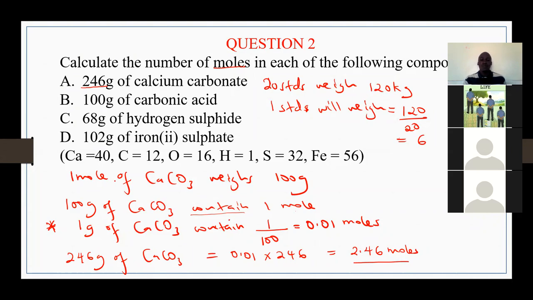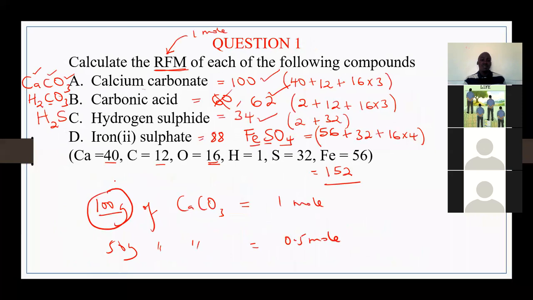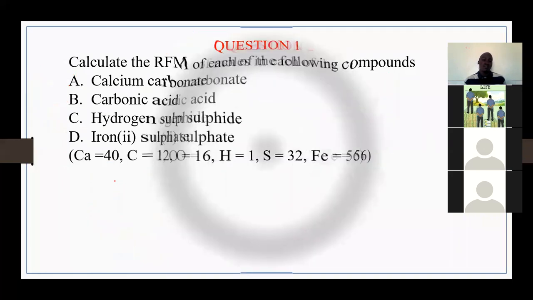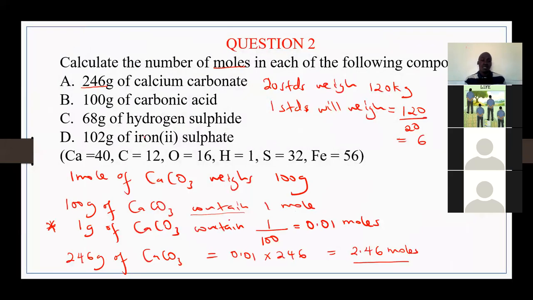We have already finished finding the masses from our previous slide. It is 62, 34, 88. We shall not do double work. Here we have carbonic acid as 62. Here we have 34, 88. Hydrogen sulfide is 34. Sulfate is 152. Okay, sorry. I don't know what I'm saying.